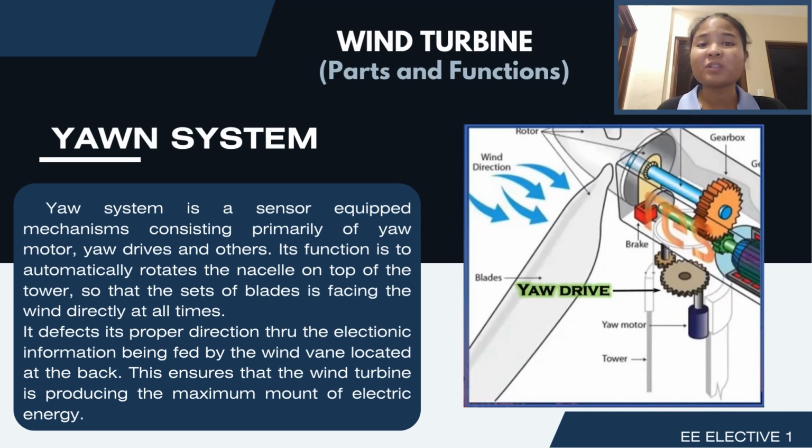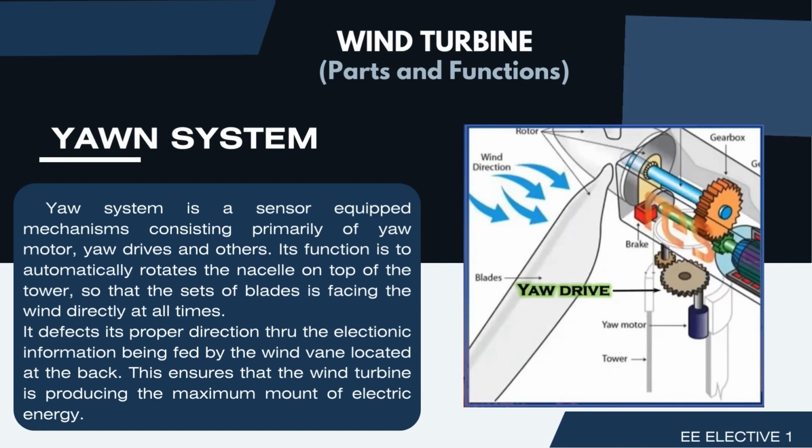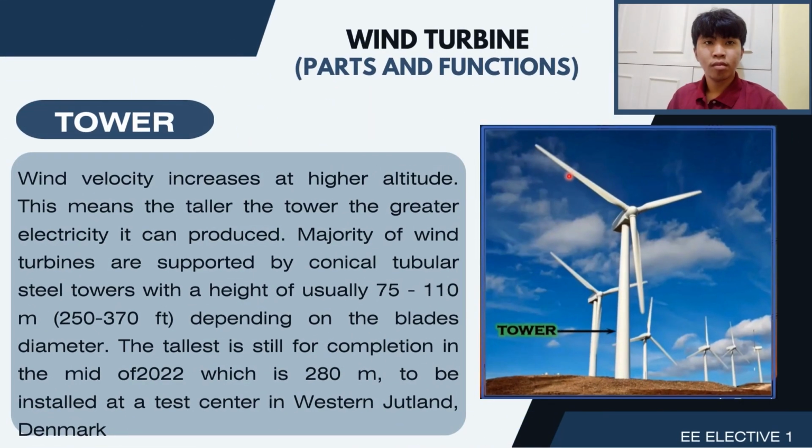So, ano ba ginagawa ng wind vane? Wind vane, yun yung nagde-determine ng direction ng hangin. So, yung wind vane, siya naman yung magbibigay ng information kay yaw drive para magbigay din siya ng way para gumalaw yung wind turbine natin. Or kumbaga, i-direct niya yung information na yon sa wind turbine para sundan yung pinaka-direksyon ng hangin.